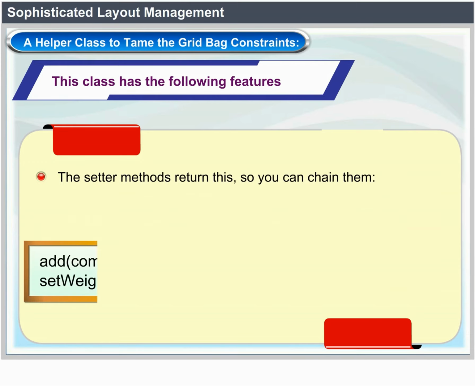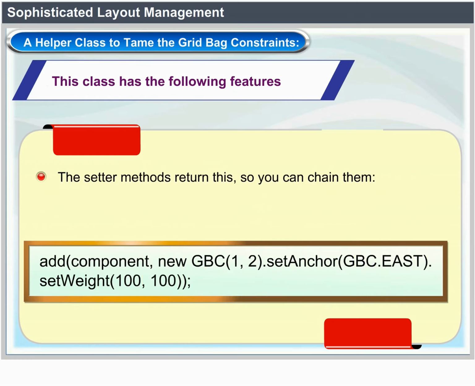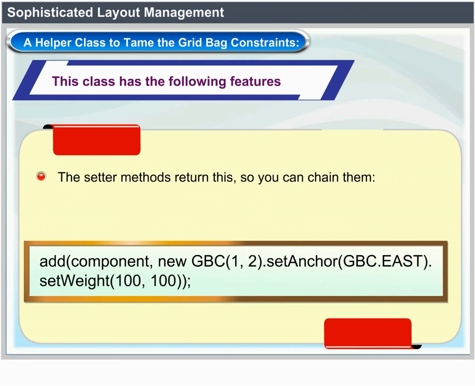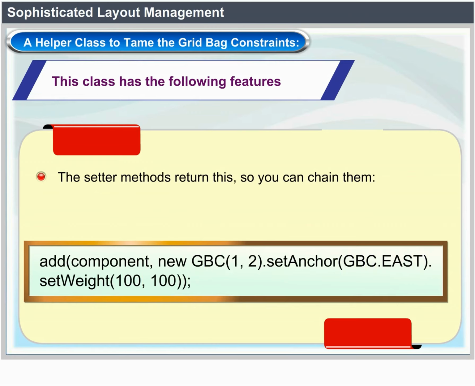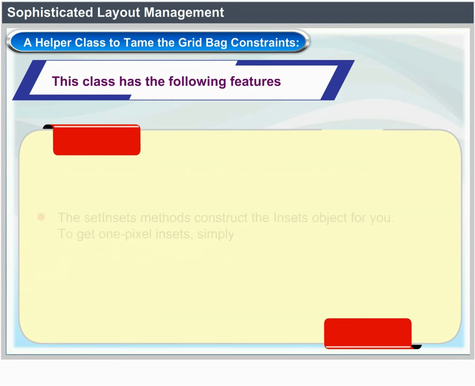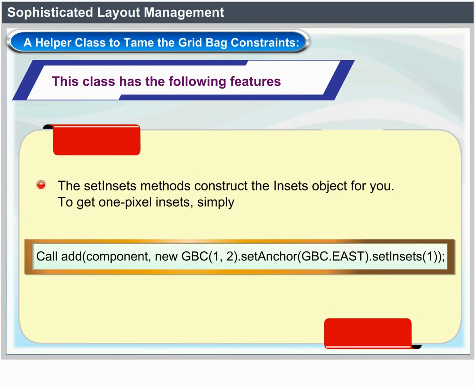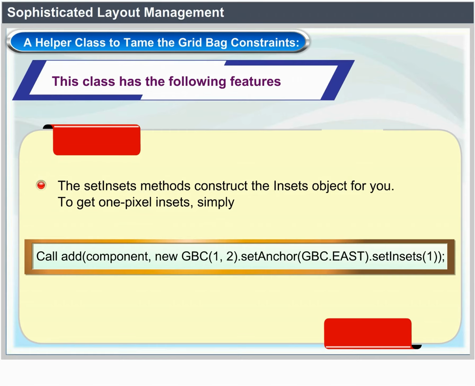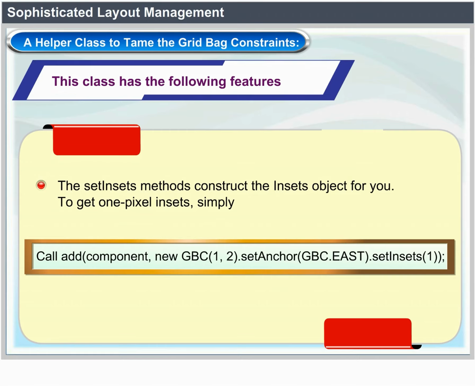The setter methods return this, so you can chain them. Add(component, new GBC(1, 2).setAnchor(GBC.EAST).setWeight(100, 100)). The setInsets method constructs the Insets object for you. To get one pixel insets, simply call add(component, new GBC(1, 2).setAnchor(GBC.EAST).setInsets(1)).